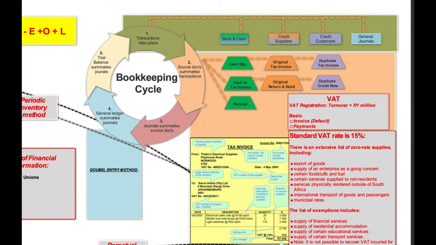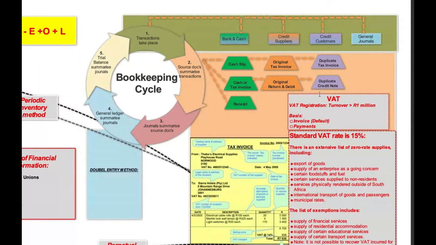Then we have a duplicate tax invoice. Since this document is a duplicate, what it means is that we are the supplier in the transaction, because the supplier keeps the duplicate and the customer keeps the original. Okay, so if there is a duplicate tax invoice, that means that what we have sold to someone on credit. Okay, right. We have sold to someone on credit.